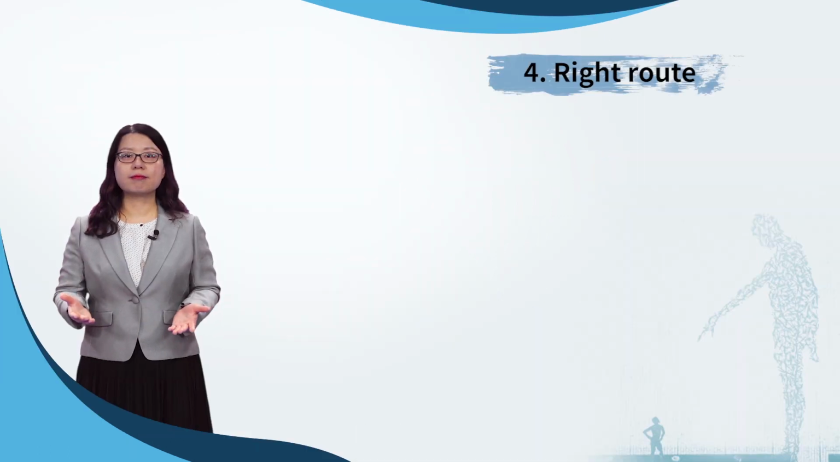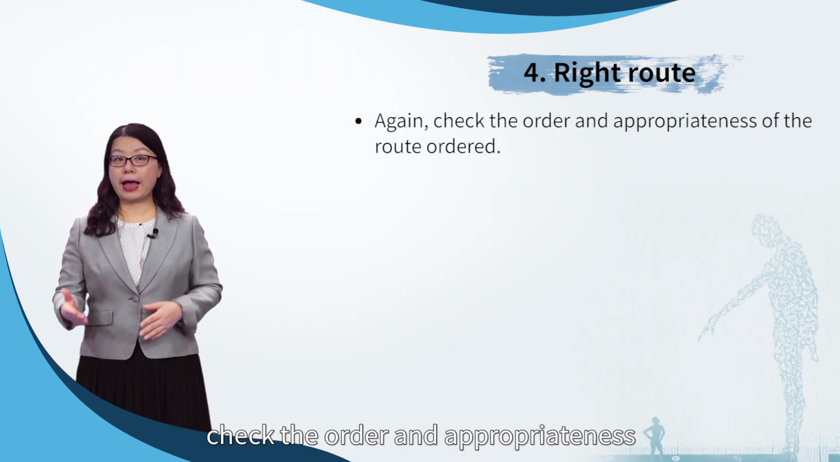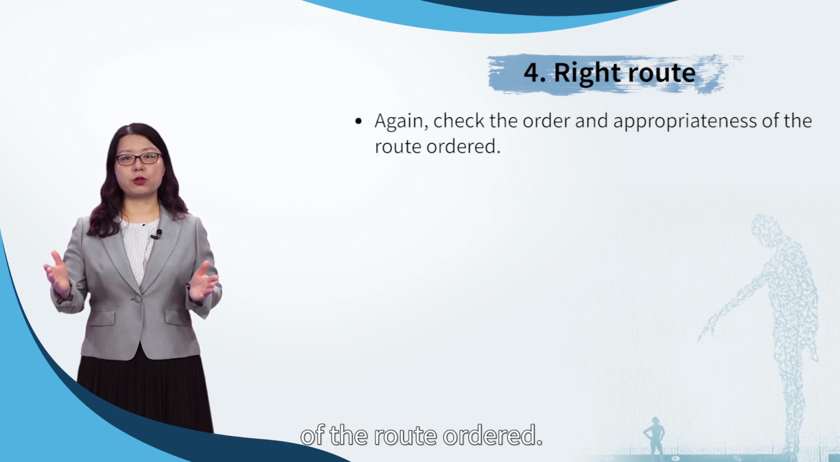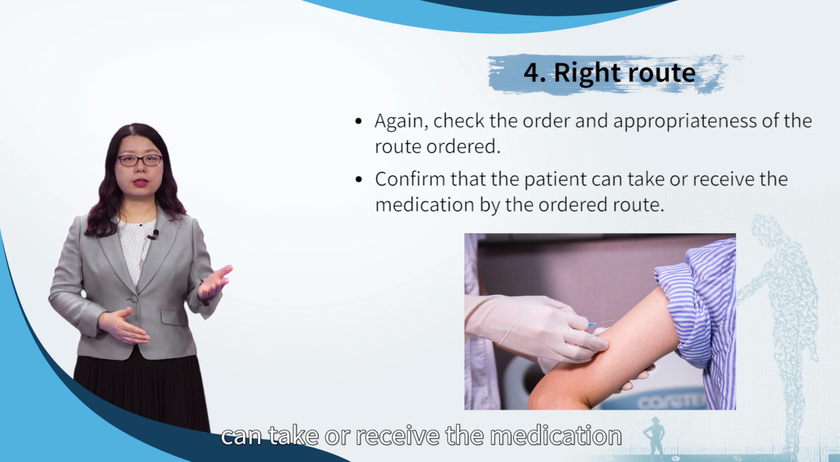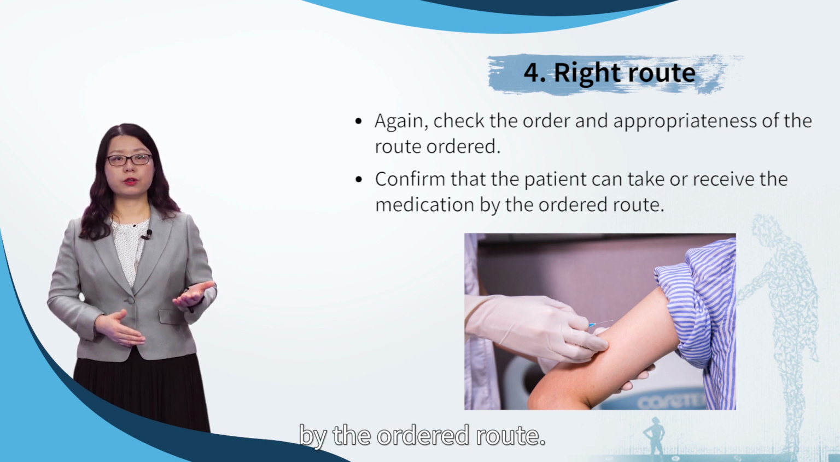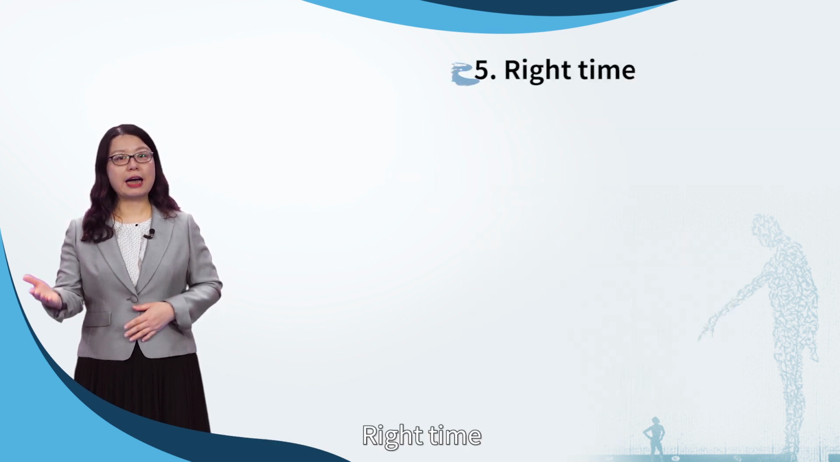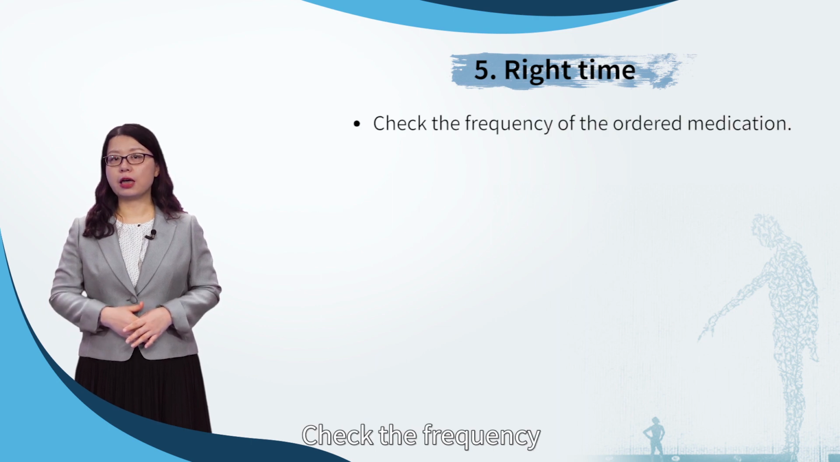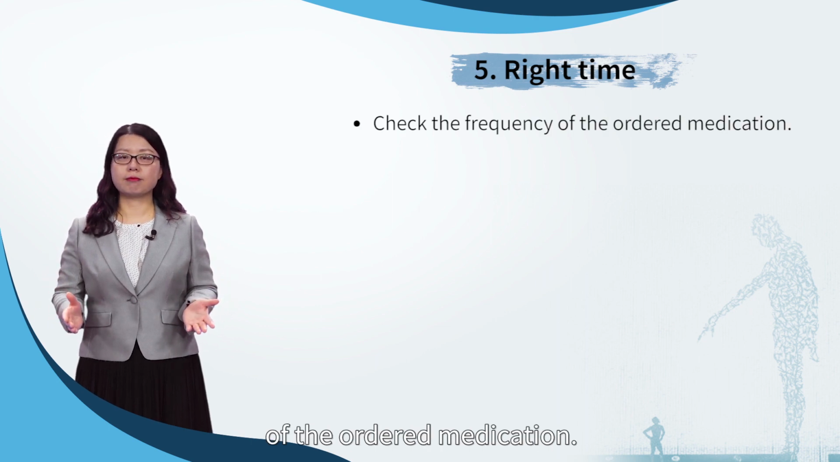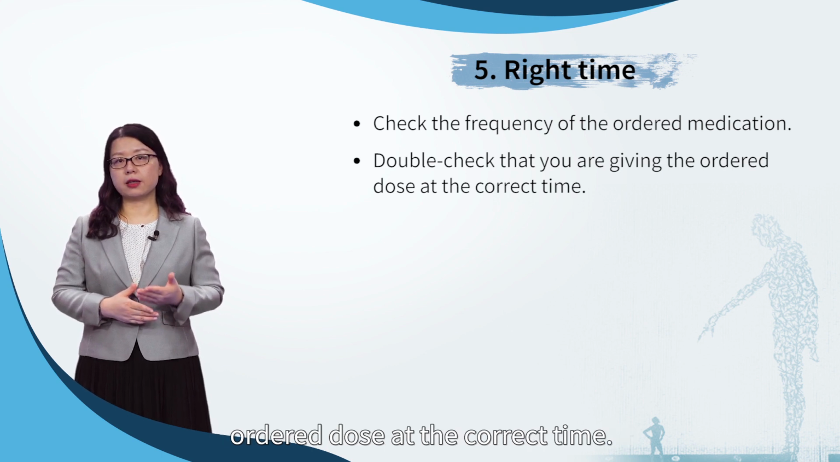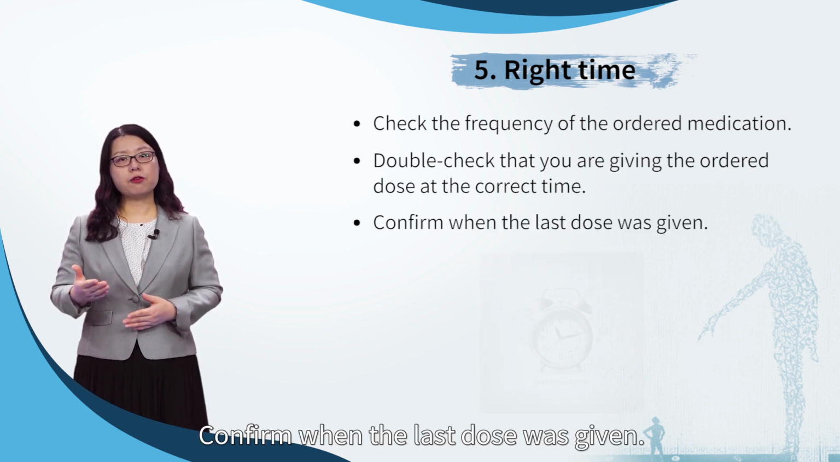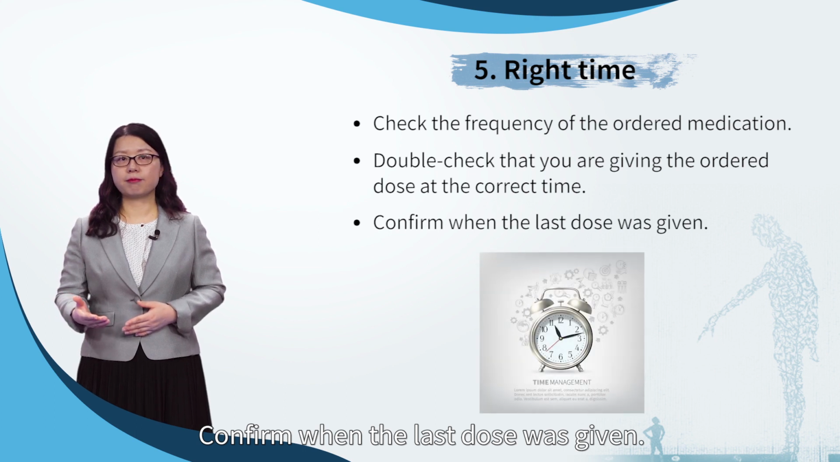Right route. Again, check the order and appropriateness of the route ordered. Confirm that the patient can take or receive the medication by the ordered route. Right time. Check the frequency of the ordered medication. Double-check that you are giving the ordered dose at the correct time. Confirm when the last dose was given.